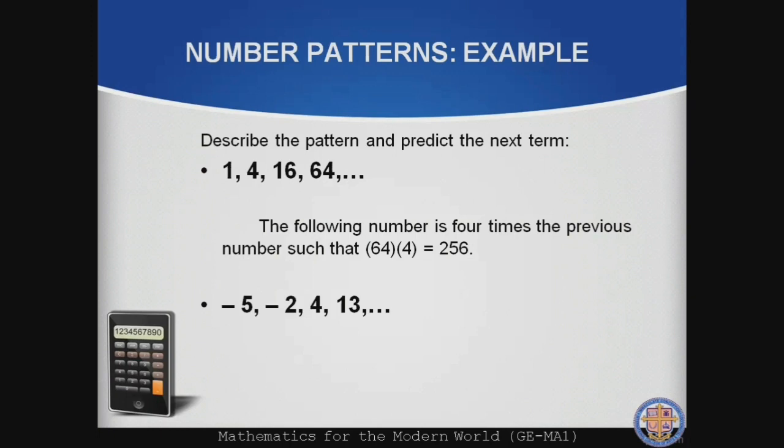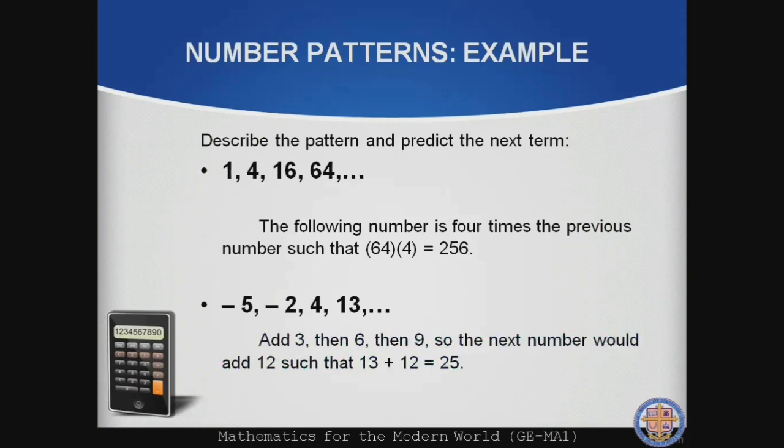Given this one, -5, -2, 4, 13. How was the pattern? To know the pattern of a series of numbers, just get the difference between numbers. As you notice, it is just adding 3, multiple of 3. So -5 plus 3, -2. -2 plus 6, 4. 4 plus 9, that's 13. 13 plus 12, that's 25. So that's the final answer.